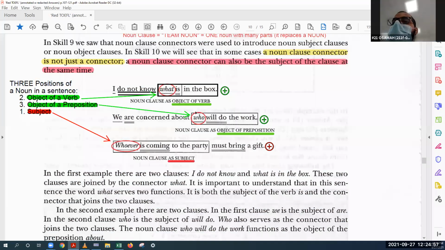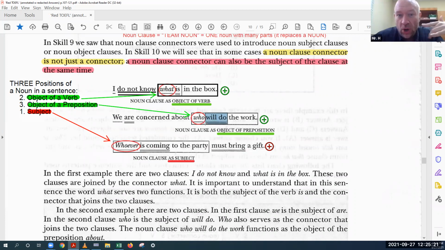Explain this clause. Who, I think, connector. Okay. Is it just a connector? And subject. Yes. Think about it. Well, find the verb now. Where's the verb? Will do. Okay. Now, will do the work. Who? Do you know who does the verb? We don't know.